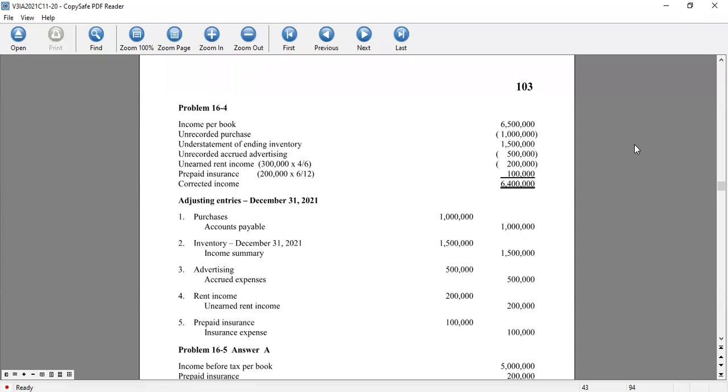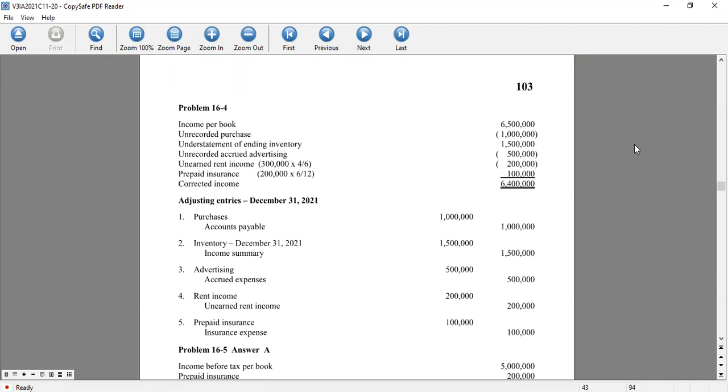A merchandise shipment valued at 1.5 million was properly recorded as a purchase at the end of the year. So we have now 1.5 million understatement of the ending inventory. Now that is to be added to the ending inventory.